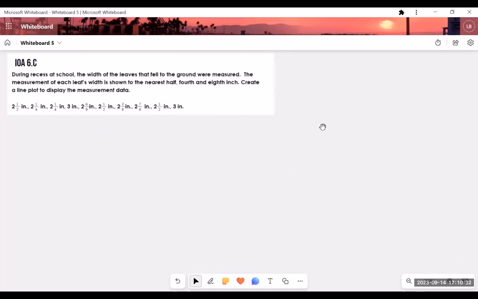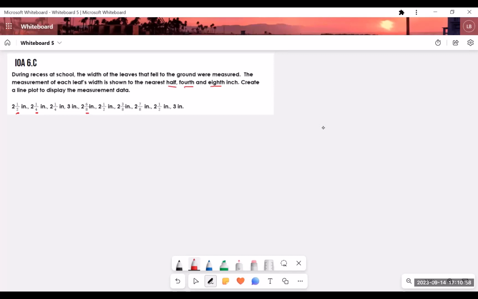There we go. All right, so one thing I'm noticing when I'm looking at the fractions is that we have different denominators when I'm looking at this data set. I see that some of the leaves measure to the nearest half inch, some leaves were measured to the nearest fourth of an inch, and some leaves were measured to the nearest eighth inch. And that's exactly what it says here in our problem as well.